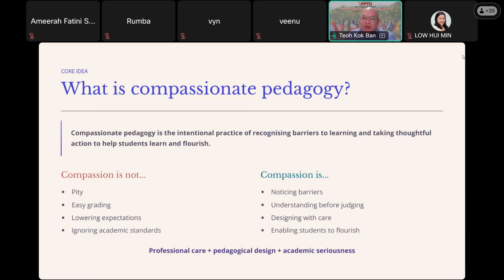So for me, compassionate pedagogy brings together three things, as we can see over here: professional care, pedagogical design, and also academic seriousness. All three are equally important. If we have care without academic standards, then that is not enough for our students. If we have academic standards without care, that can also create unnecessary harm, because we have the standard imposed on our students, but we do not have any alternative to help them pursue what we impose on them. Then it could be harmful to the student. So the question is how we bring these two together, professional care and academic seriousness. How do we make these two things happen together? That comes in pedagogical design.